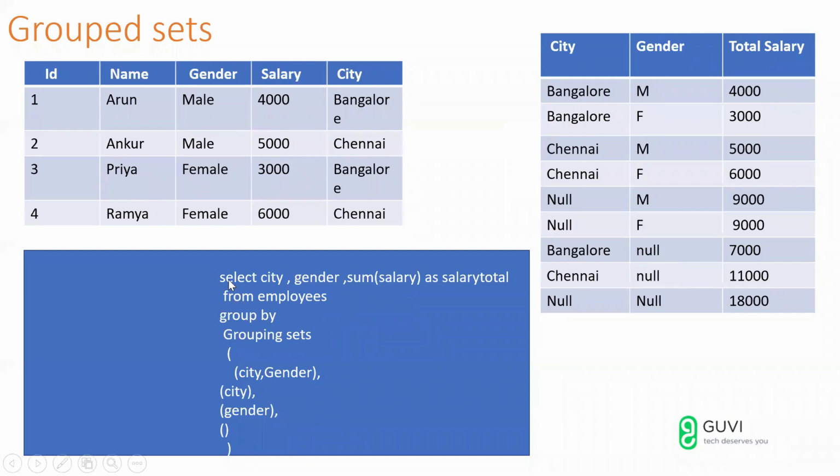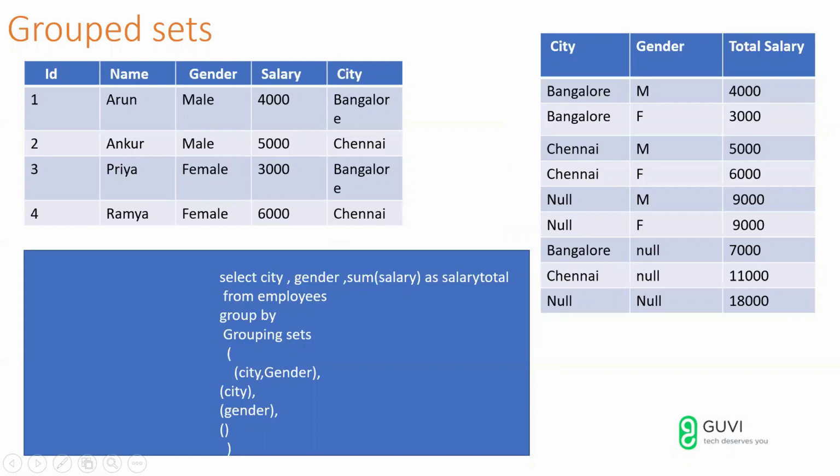Let's straight away look into this query. I'm using the same select statement, with no change in the select. I'm doing the sum of salary, city, gender from the employees table. I'm doing a group by. Now, rather than using cube or rollup, I'm using grouping sets here. That is the syntax for grouping sets.